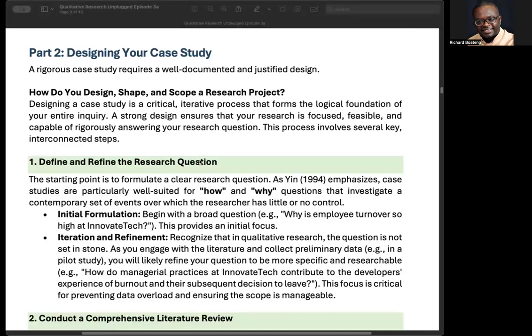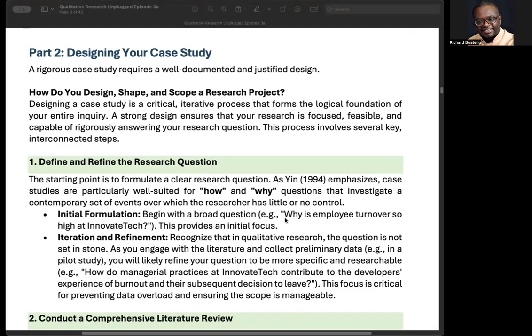Let's start with step 1. Define and refine the research question. This is ground zero. You have to start with a clear research question. And remember Yin's point. Case studies are particularly good for those how and why questions about contemporary events you can't control. Right. Now, your initial question might be quite broad. Like our earlier example, why is employee turnover so high at Innovate Tech?